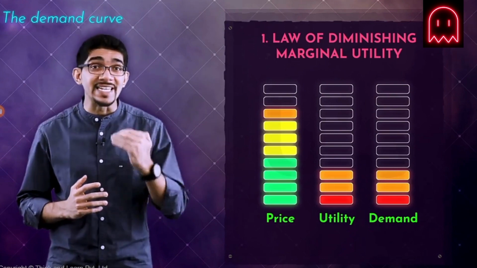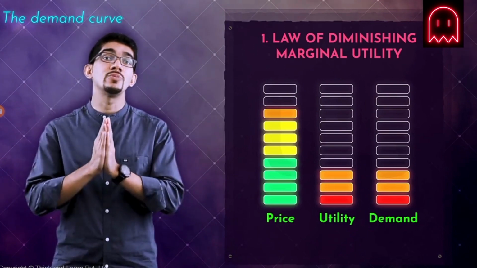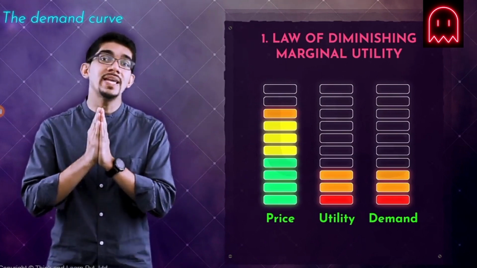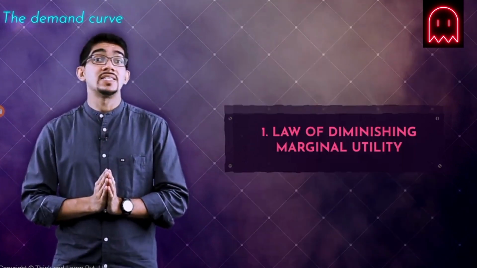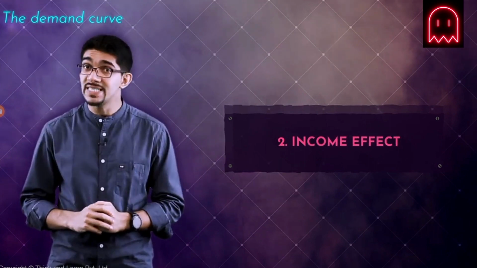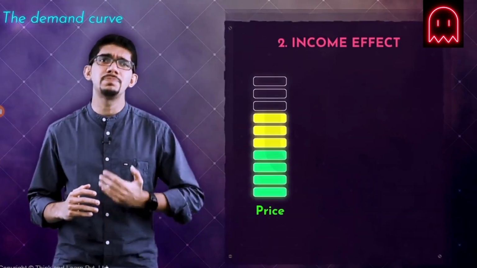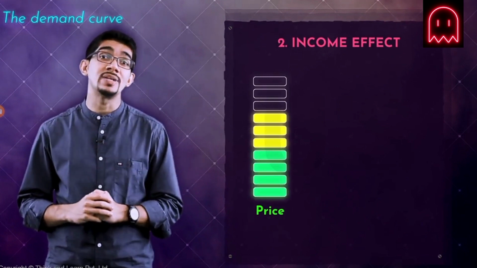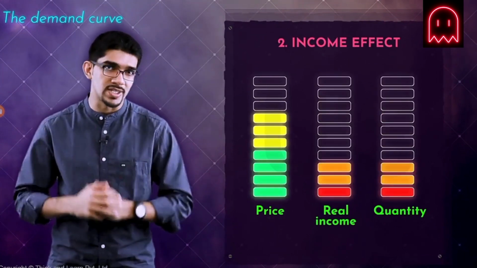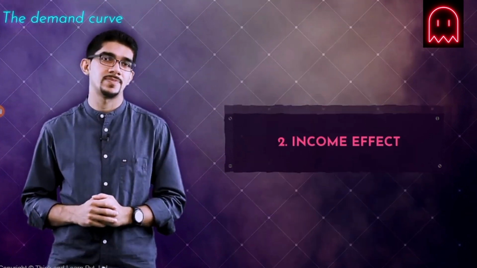So for every additional unit purchased, the consumer gets less utility and as per CBA will be willing to pay less and less. The second reason is something called the income effect, which basically means that with a rise in price, the real income of consumer is effectively reduced, thus leading to reduction in purchase quantity. We'll see this in more detail in a bit.